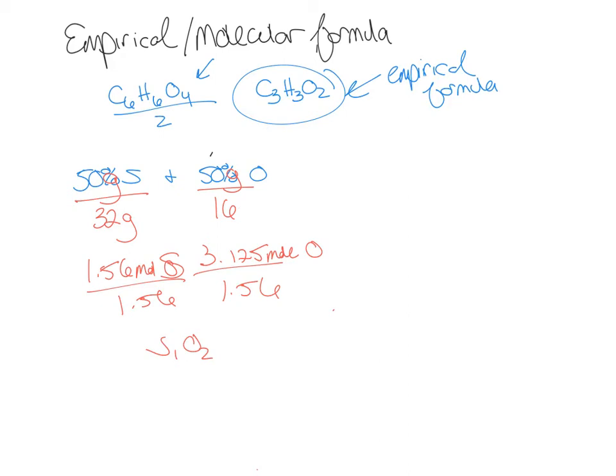If after this step you don't get a 2, but you get like a 2.5, you need to multiply both of the subscripts by something to get you the smallest whole number ratio. So in this case, I'd probably multiply by 2, and I would get S2O5. However, that's not the case here, okay? And in this problem, our answer would just be SO2.